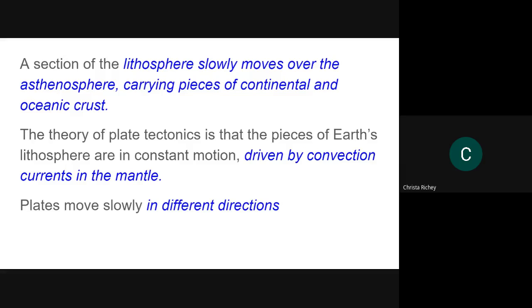It is driven by convection currents that are in the middle mantle, not the upper mantle. The upper mantle is the asthenosphere. It's technically part of the lithosphere. And they're moving in different directions, depending on where they're located.